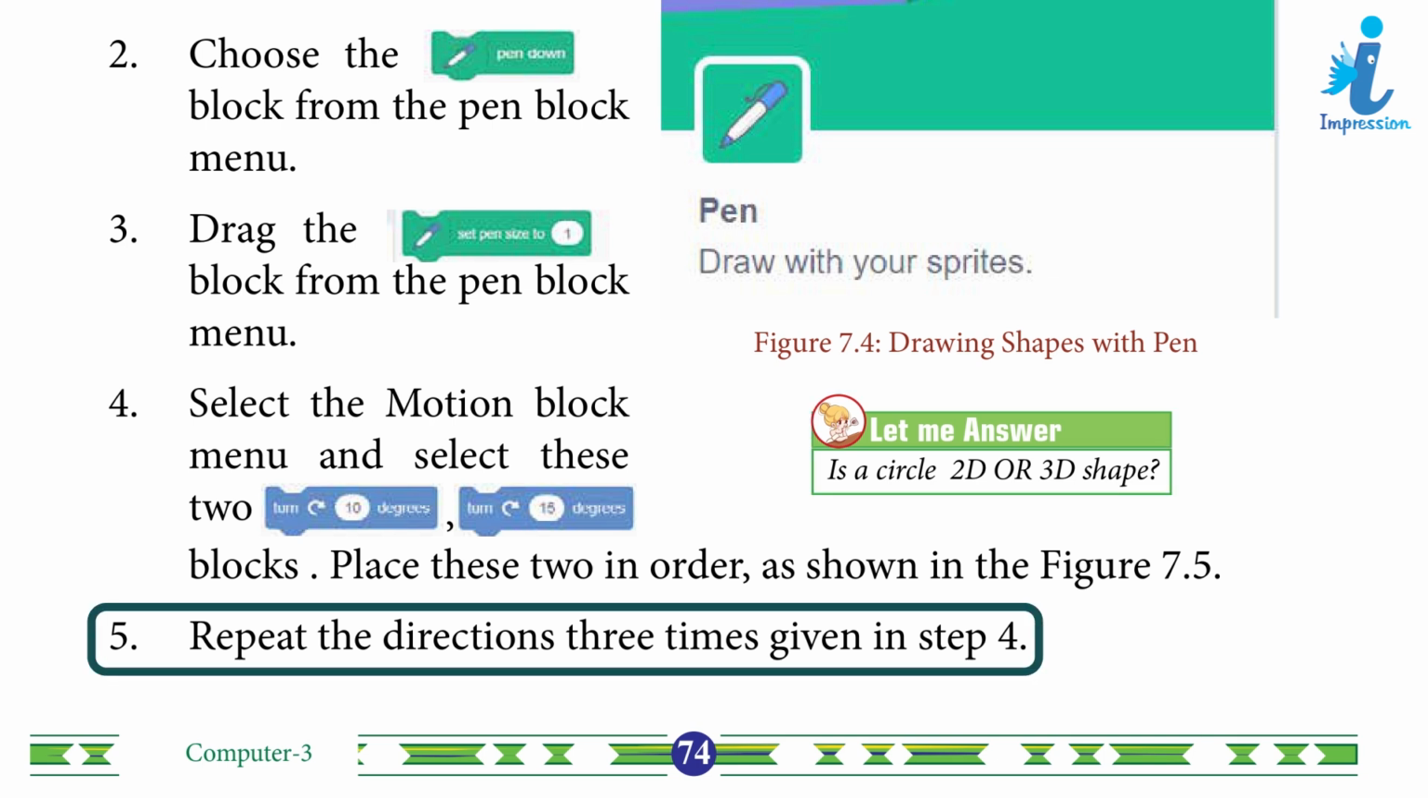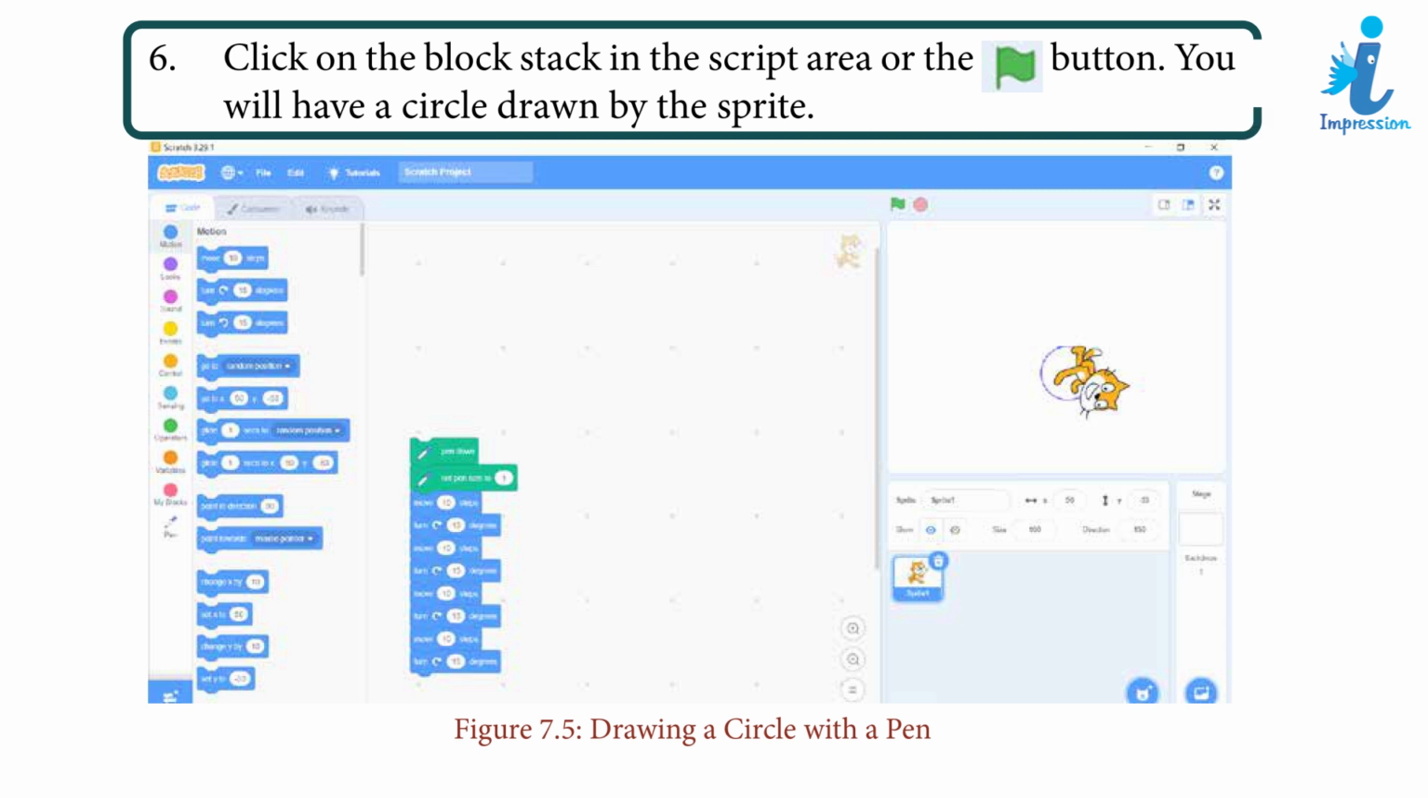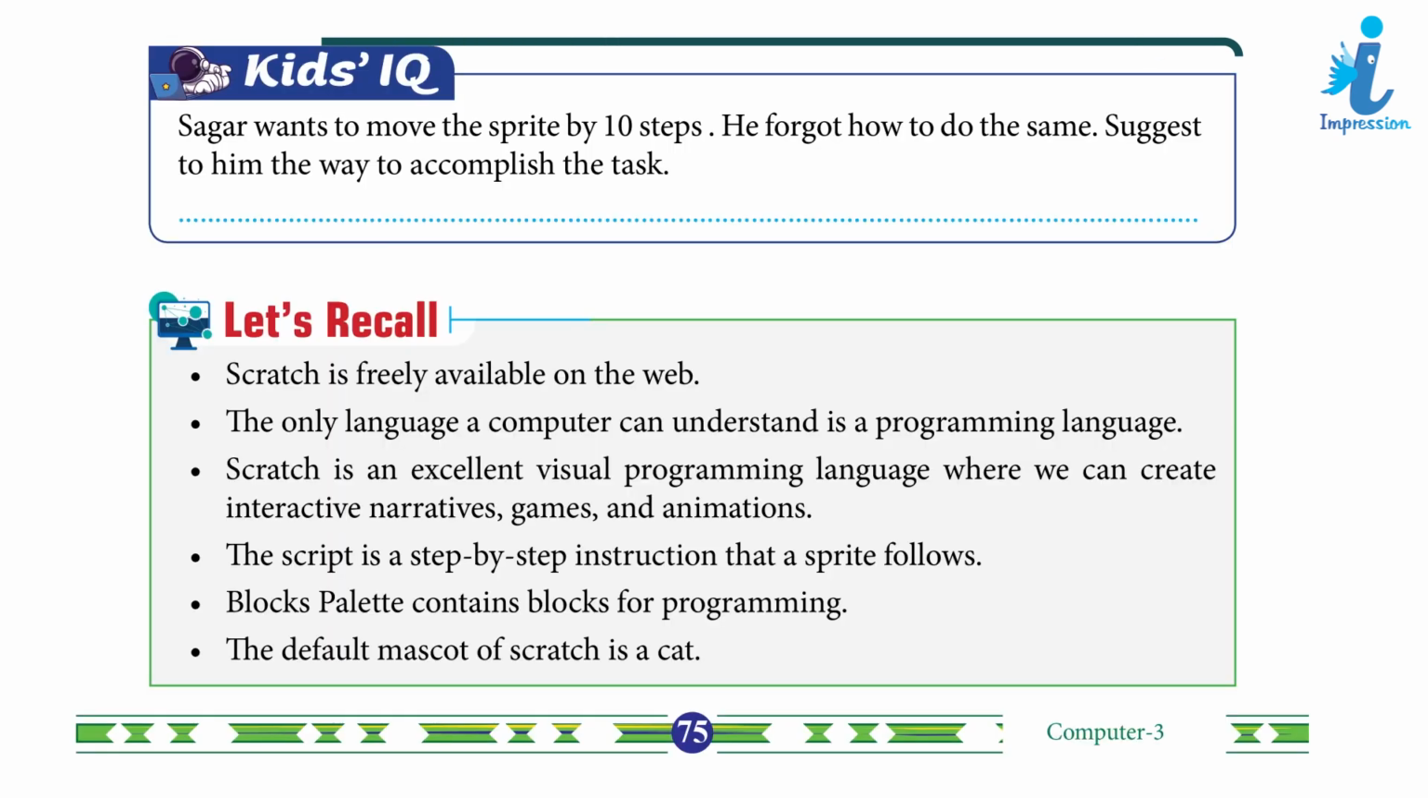5. Repeat the direction 3 times given in step 4. 6. Click on the block stack in the script area or the button. You will have a circle drawn by the sprite. Kids IQ. Sagar wants to move the sprite by 10 steps. He forgot how to do the same. Suggest him the way to accomplish the task.